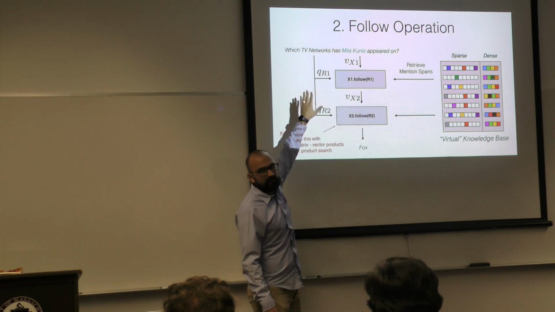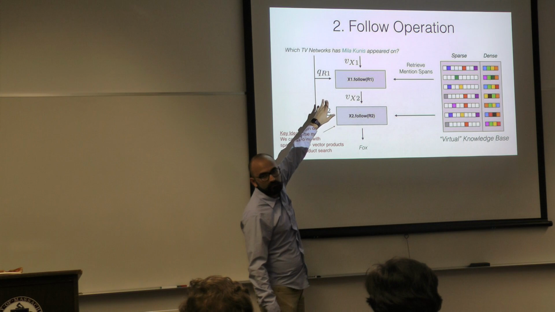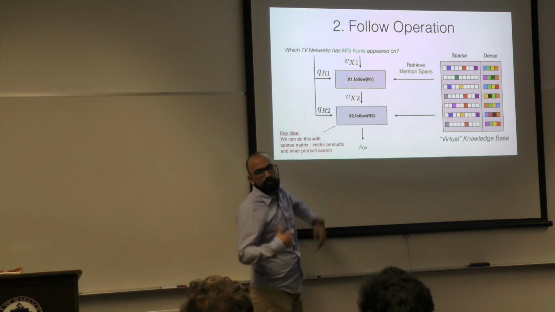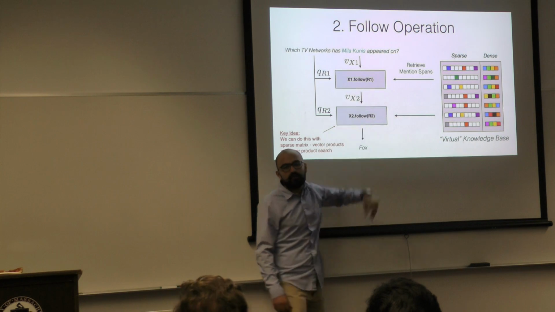It's just that, okay, relation 1 is going to be the show that molecules appear, and relation 2 is going to be the network of that show. So it doesn't depend on what the actual show molecules appear.